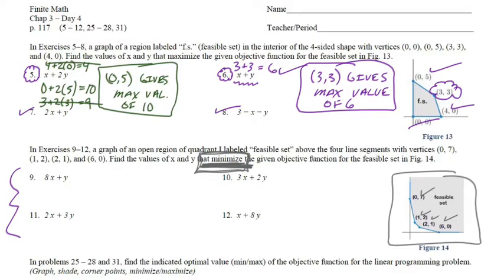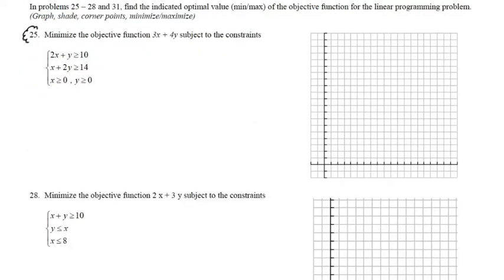Okay, and then I want to focus on 2 other problems here, starting with number 25. Number 25, it says we'd like to minimize the objective function 3x plus 4y subject to the constraints below. So these are the constraints. And the directions above say we need to optimize this scenario, meaning find the minimum or the maximum. We're going to graph, shade, look at the corner points, and figure out where our minimum or maximum is at.